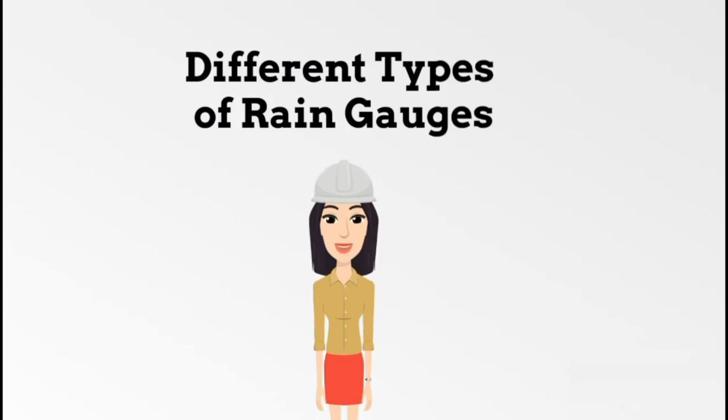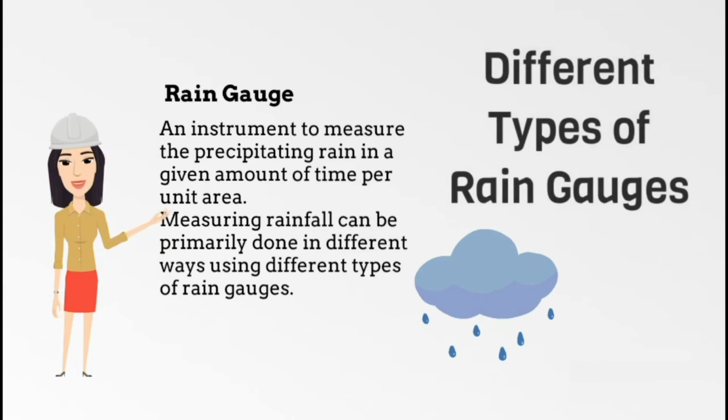Different types of rain gauges. A rain gauge is an instrument to measure the precipitating rain in a given amount of time per unit area. Measuring rainfall can be primarily done in different ways using different types of rain gauges.